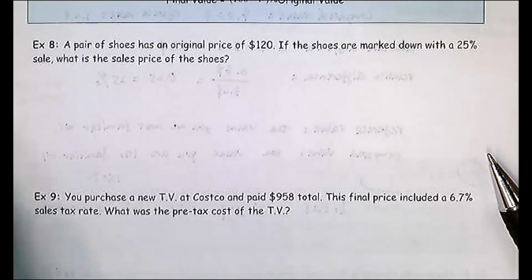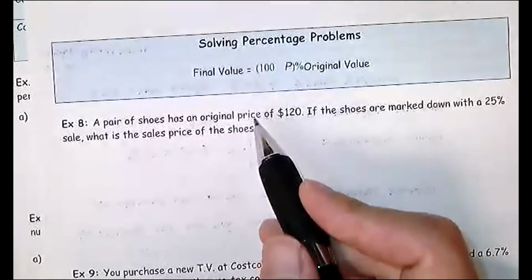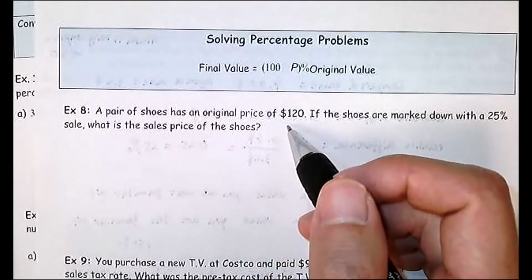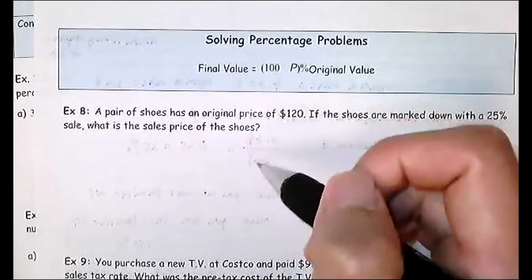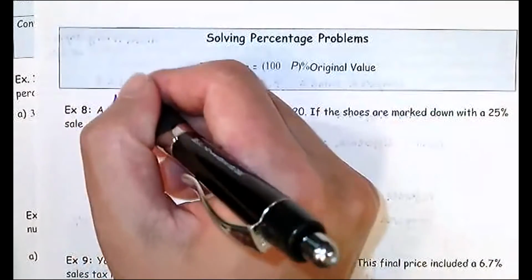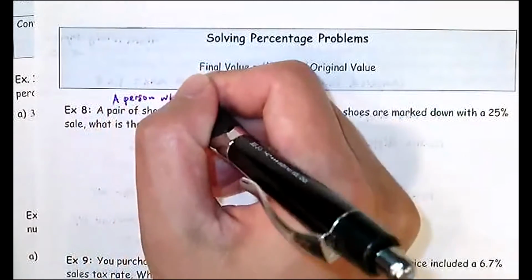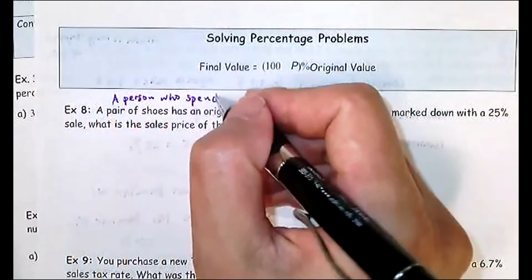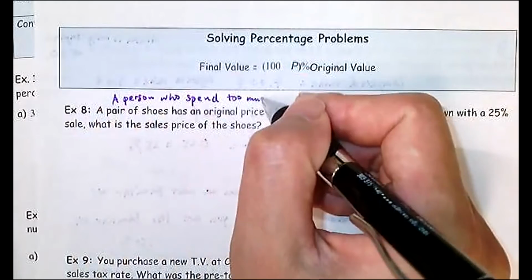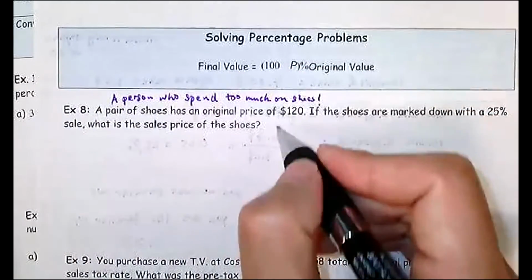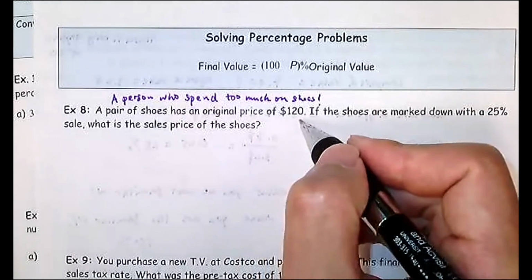Okay, but this person is wearing a pair of shoes of $120, so this must be a rich person or a person who is not rich, but just spending too much money on the shoes. Okay, let's go back to this question. A person, write something funny, who spent too much on shoes. So his or her shoes are $120, very expensive.